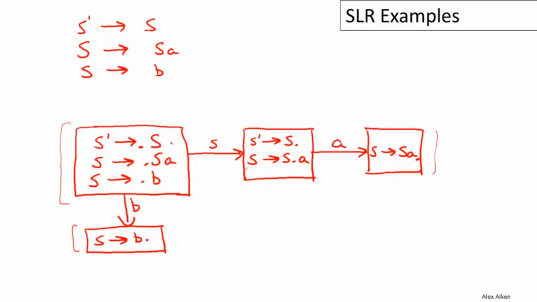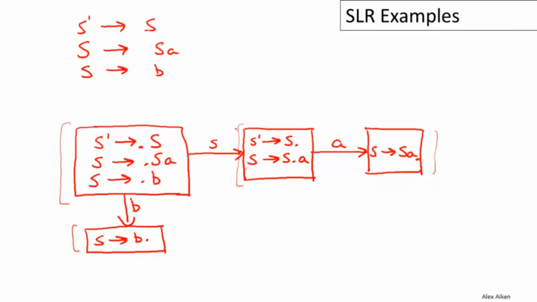So there can't be a shift-reduce conflict because there are no reduce items, no possible reduce actions, and there are no reduce-reduce conflicts for the same reason. So the only state of interest, really, from the point of view of whether the grammar is SLR1, is this middle state. Here we could either reduce by S prime goes to S dot, or we could shift an A onto the stack.